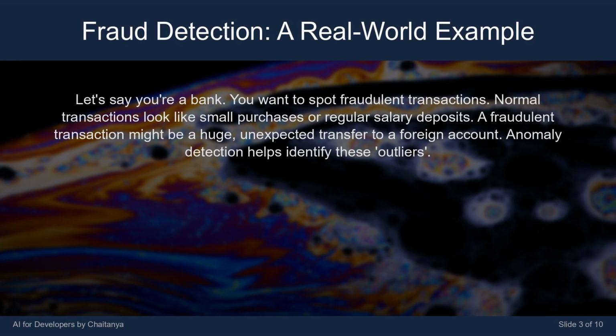Let's say you're a bank. You want to spot fraudulent transactions. Normal transactions look like small purchases or regular salary deposits. A fraudulent transaction might be a huge, unexpected transfer to a foreign account. Anomaly detection helps identify these outliers.